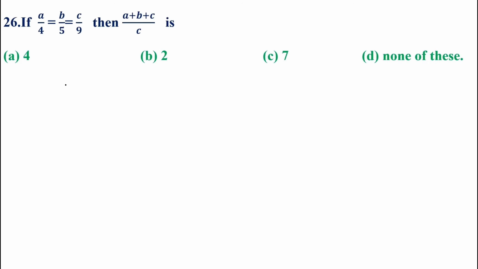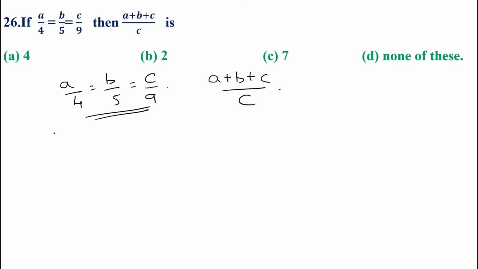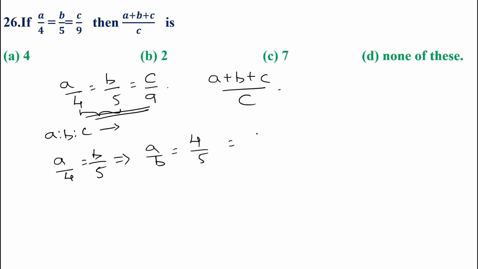They have given A by 4 is equal to B by 5 is equal to C by 9. I need to calculate A plus B plus C by C. So from these equations, try to find A is to B is to C. Take two values first. This will become A by 4 is equal to B by 5, meaning A by B I can take as 4 by 5, that means 4 is to 5.